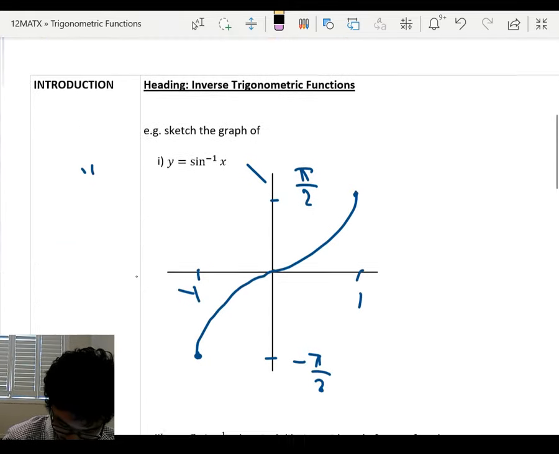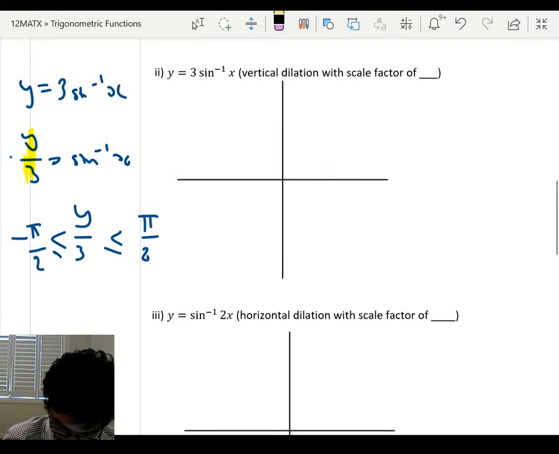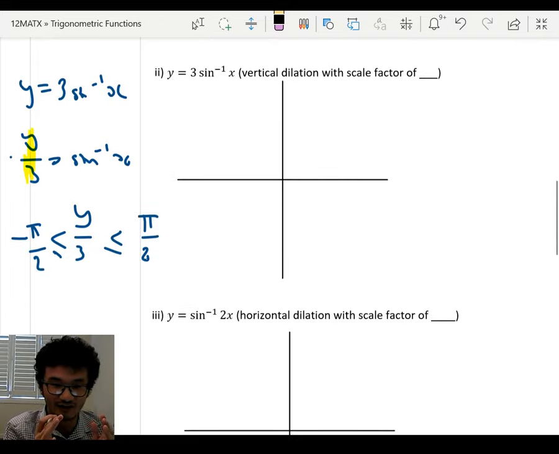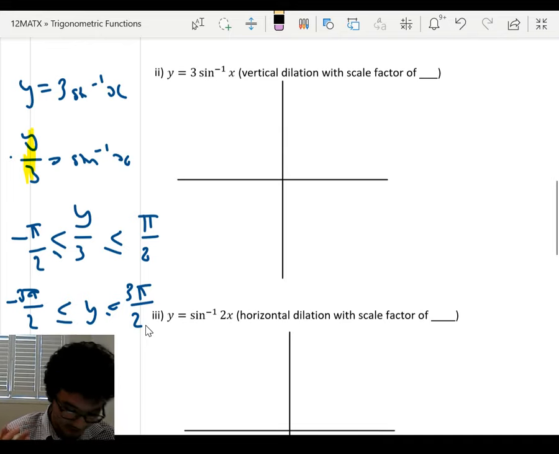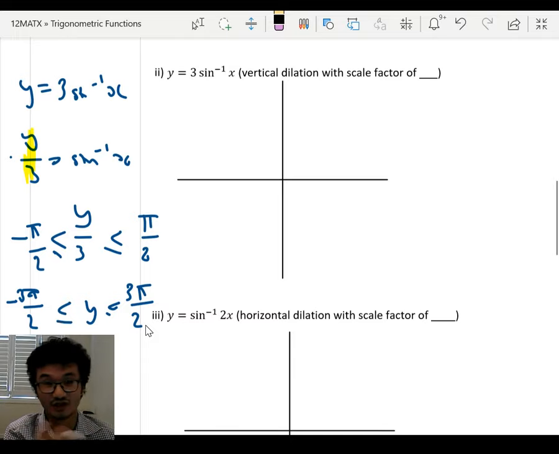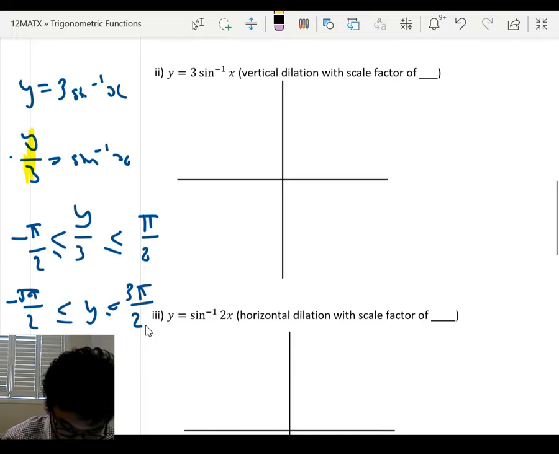Yeah, nice. And then I'm saying, okay, for my range, I want to get y as the subject. So we just want y by itself in that inequality. So we'll multiply both sides by 3, and we'll get negative 3 pi on 2 and 3 pi on 2. Alright? And then we can construct that because it's the only transformation that we have on this. So let's go ahead and do that.